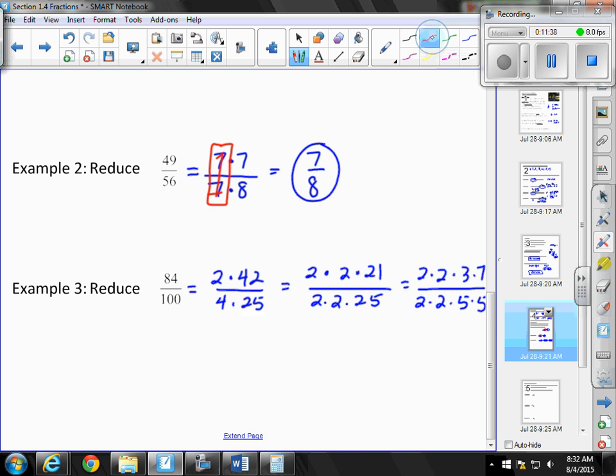Now I look, I have 2 over 2, 2 over 2. They don't necessarily have to line up over each other as long as there's 1 in the numerator and 1 in the denominator. And then what I have left, 3 times 7 is 21 over 5 times 5 is 25. And there's my reduced form of 84 over 100.